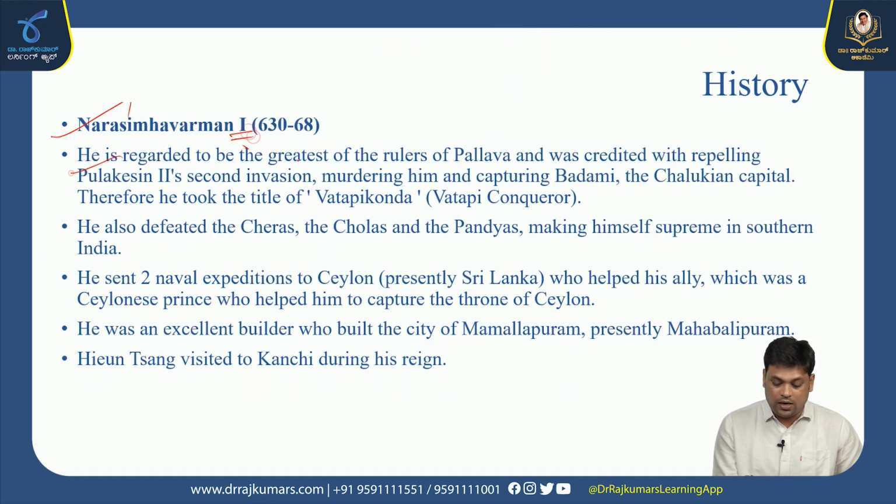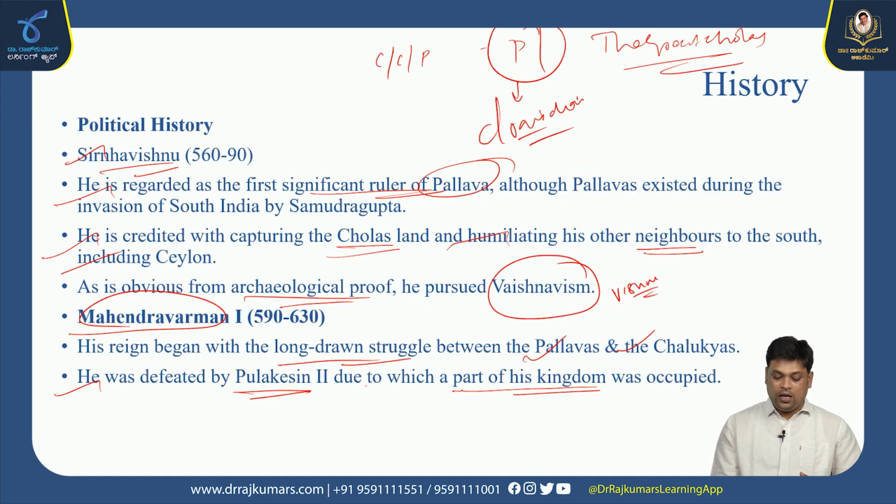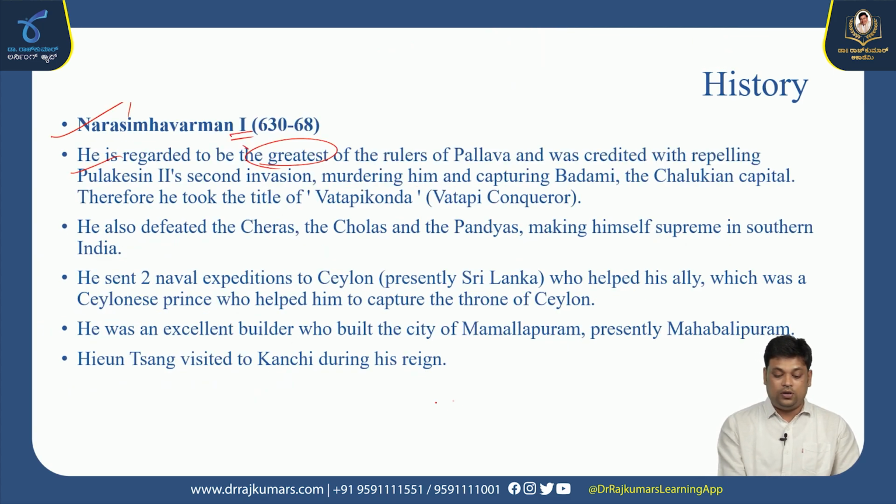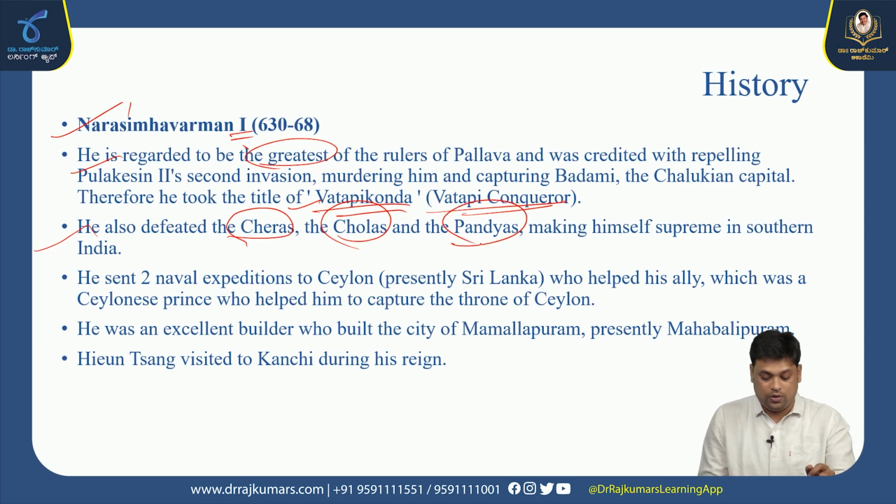Narasimhavarman I is regarded to be the greatest because he got one title called Vatapi Kondan. Remember, Pulakeshin II of the Chalukyas of Badami killed Mahendravarman and captured a few regions in the southern part of India. So Narasimhavarman I is the one who defeated Pulakeshin II and captured Badami. That is why he was called Vatapi Konda, Vatapi Conqueror. He also defeated Cheras, Cholas and Pandyas. So the complete southern part of India came under his control.